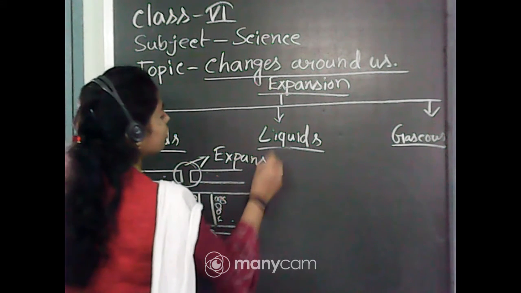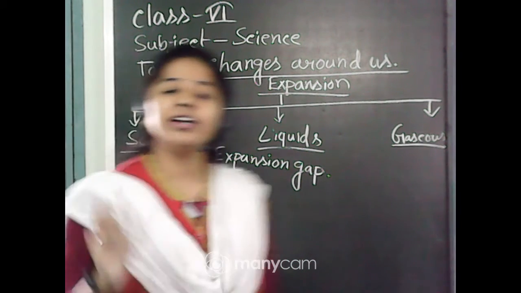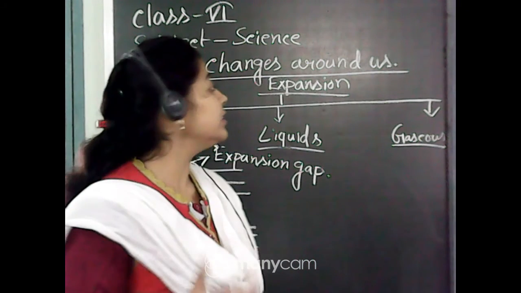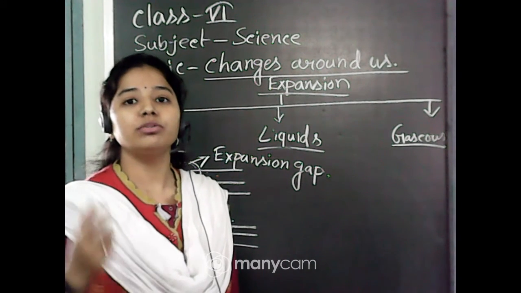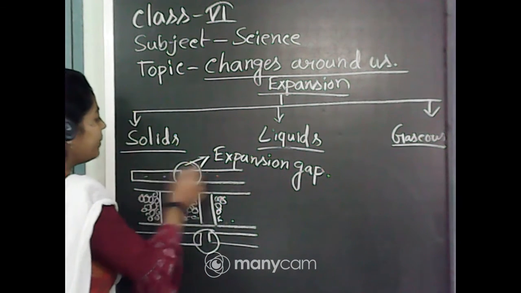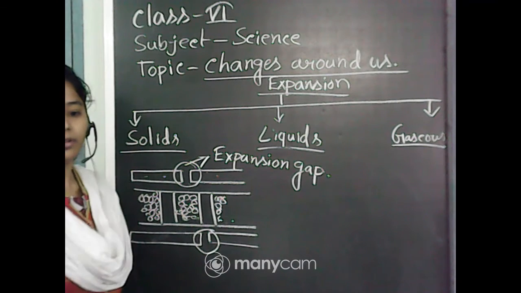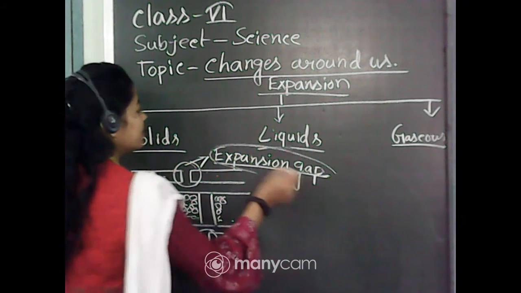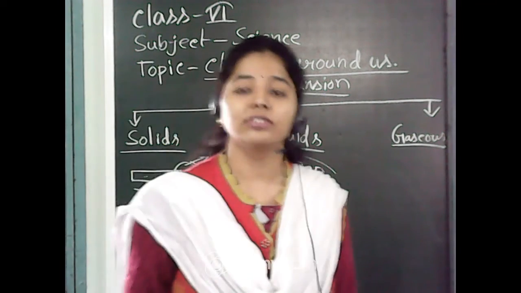Why are these gaps called expansion gaps? Actually, these gaps are deliberately left. As you know, solid or iron expands on heating. So in the summer season, when the weather is very hot, such railway tracks expand and fill the gap. That is why such gaps are called expansion gaps. Such gaps are deliberately left for this purpose only.